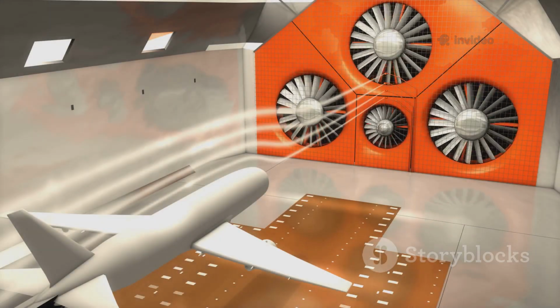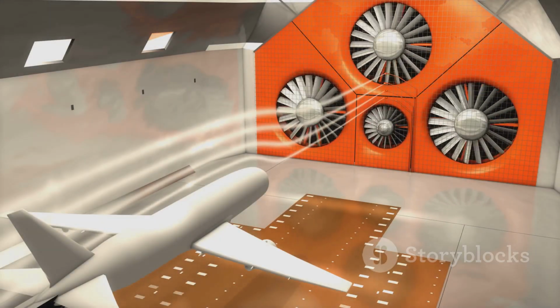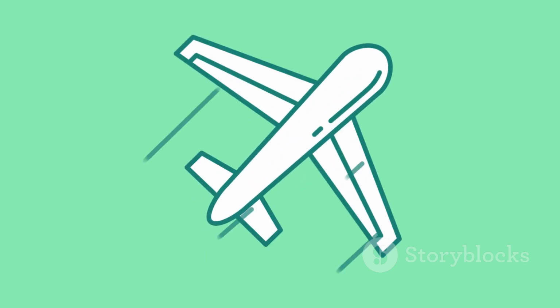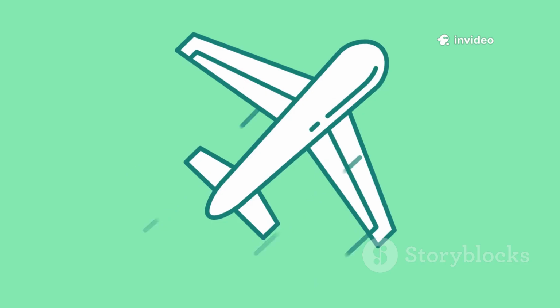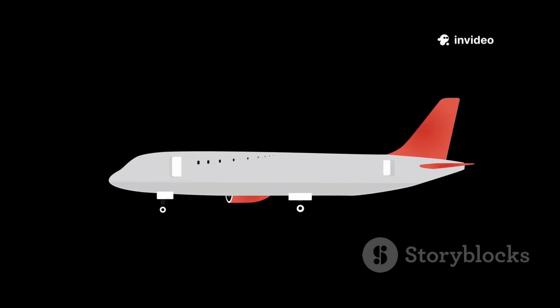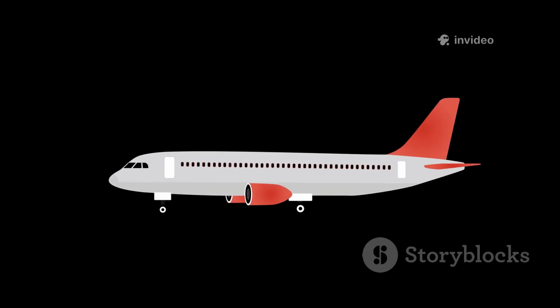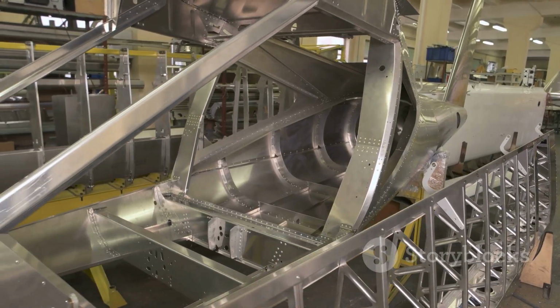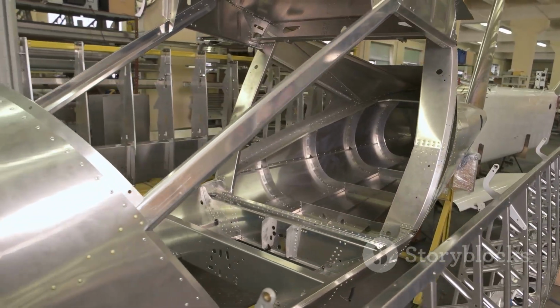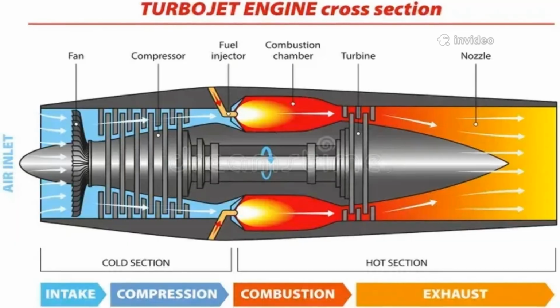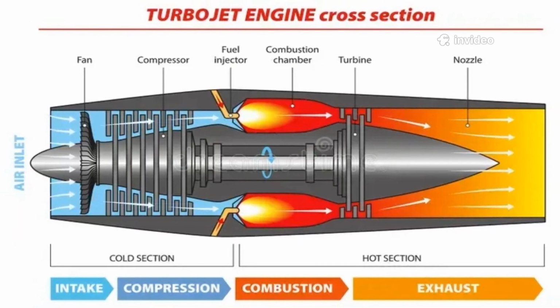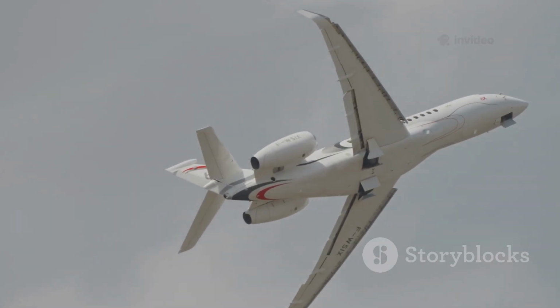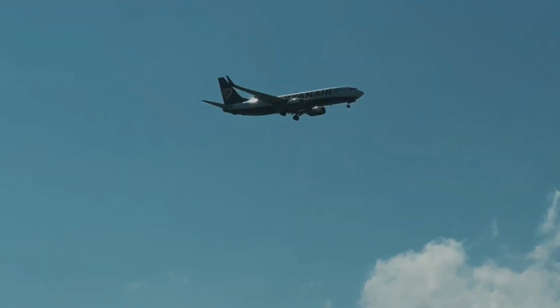Now let's talk about drag, which is the force that resists an airplane's motion through the air. Drag happens because air molecules are colliding with the surface of the plane. To minimize drag, airplanes are designed with sleek aerodynamic shapes. Modern planes use lightweight materials like carbon composites to help reduce weight and improve efficiency. The engines also need to produce enough thrust to counteract drag, especially during takeoff and when cruising at high speeds.